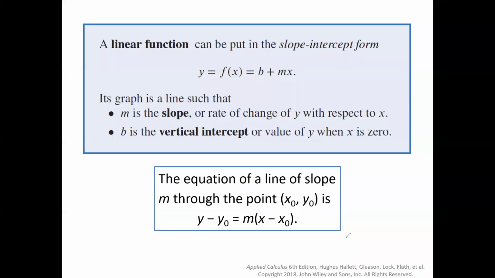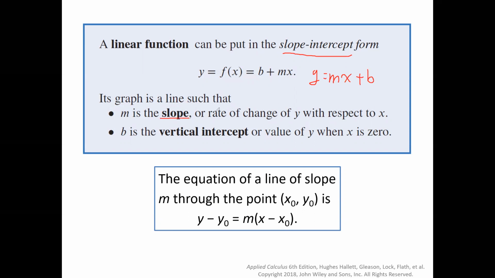All right, so here we have the formal definition of a linear function. A linear function can be put in slope-intercept form: y is equal to f of x, which is equal to b plus mx. More commonly, you will see y is equal to mx plus b, where m is the slope, or the rate of change of y with respect to x. Another way to say this is delta y over delta x. That's the formula for the slope. And b is the vertical intercept, or the y value when x is 0.